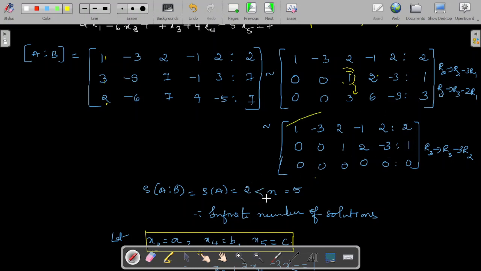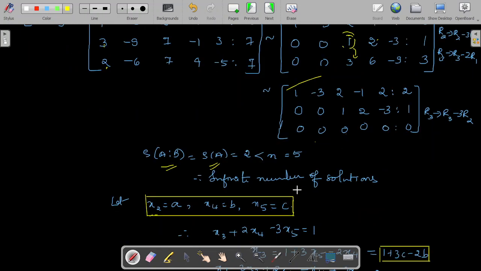Therefore, the rank is less than the number of variables, so there are an infinite number of solutions. Rank of the augmented matrix equals rank of A. So the system is consistent and it has an infinite number of solutions because rank is less than the number of variables. Now you have to count the free variables. Which are the free variables? First column has a pivot, third column has a pivot, and no other columns have pivots. So x1 and x3 will have pivots. x2, x4 and x5 are free variables. x2, x4, x5, take them arbitrary values.